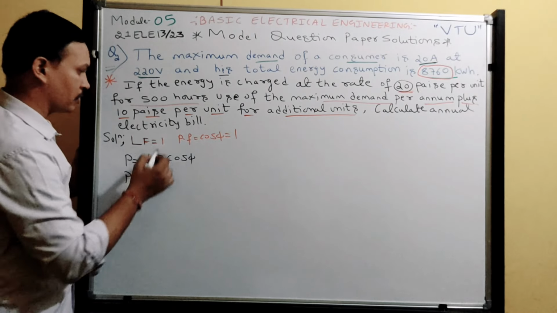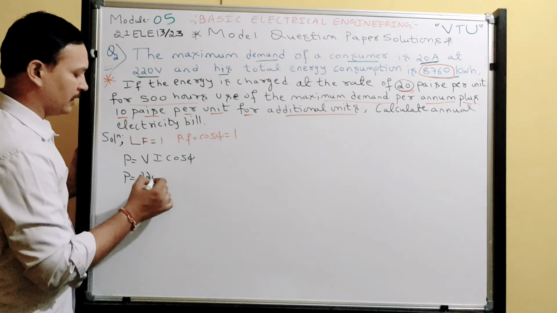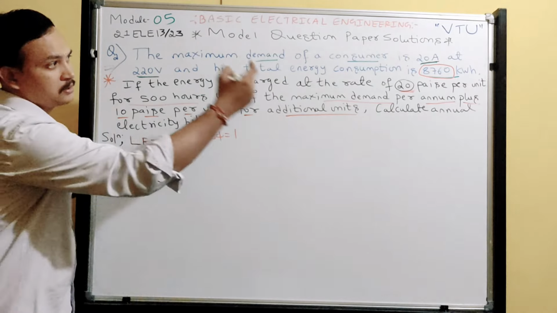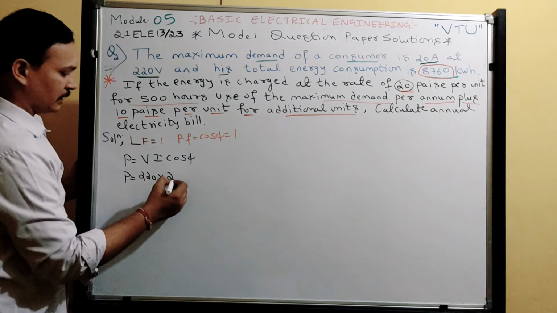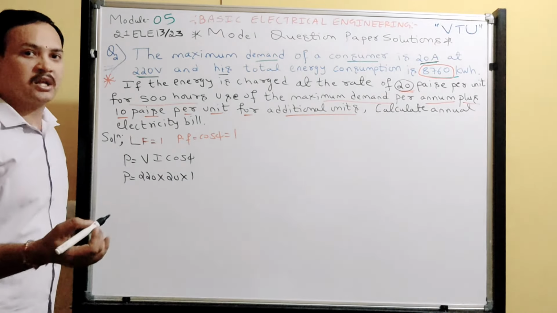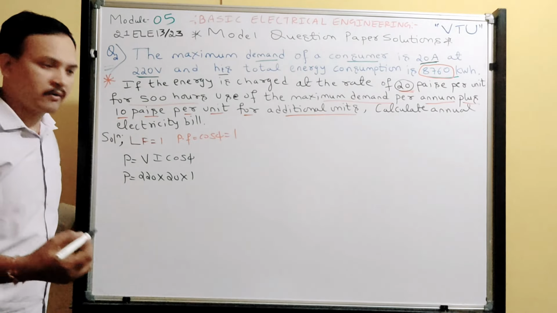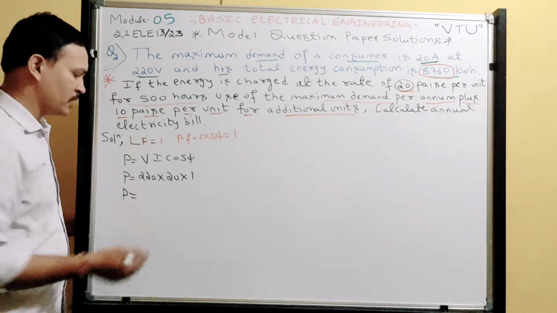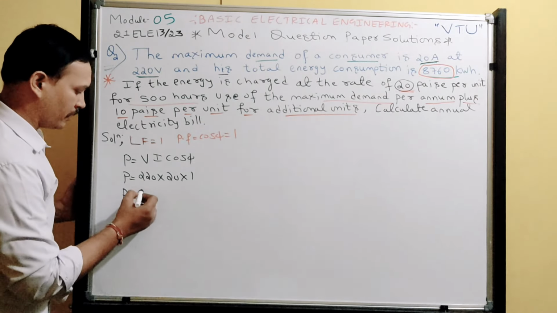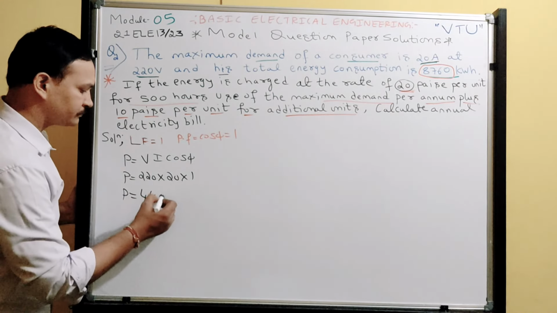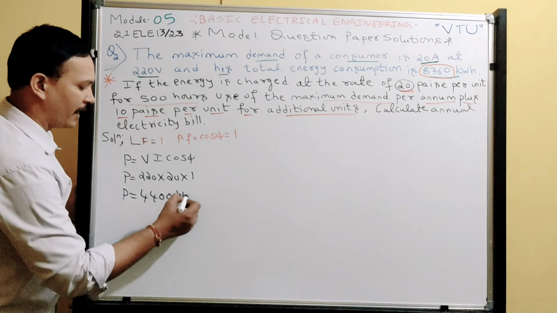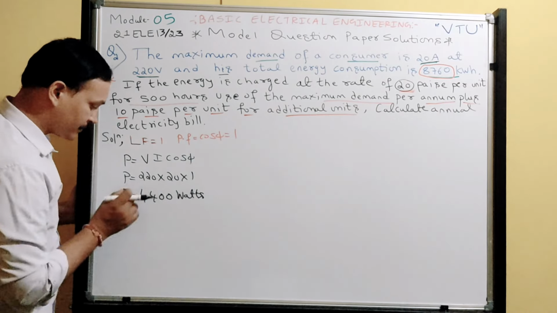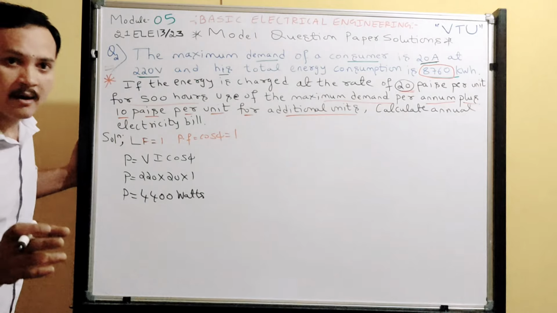So power is equal to, what is the voltage? 220 into what is the current given? 20, and the power factor data is not given, so I take unity power factor. We don't know whether the consumer has UPF loads. So 220 into 20, you will get 4400 watts. This power itself we consider as maximum demand.